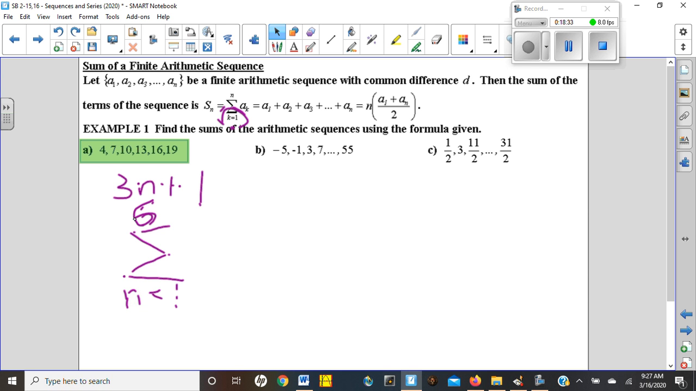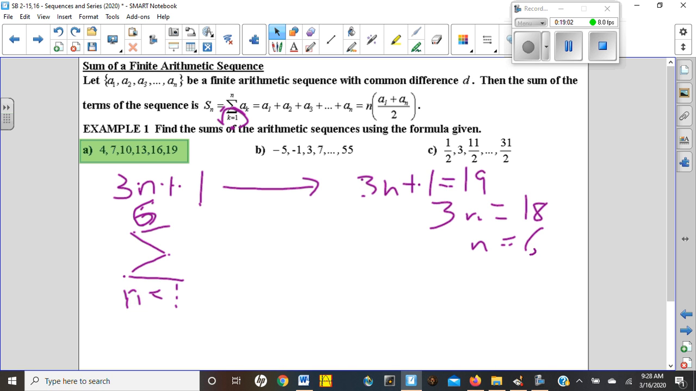If we didn't, though, here's what we could do. We could say, well, 3n plus 1 is my formula, and my last term is 19. So if I solve this, it will tell me how many terms 19 is out from the beginning. So that would involve what? Subtracting 1 from each side, dividing by 3. And of course, we already knew there were 6 terms just by glancing at it. But this trick is going to be very important for you moving forward.